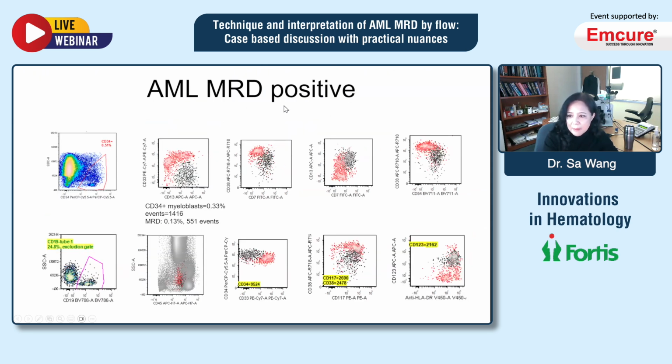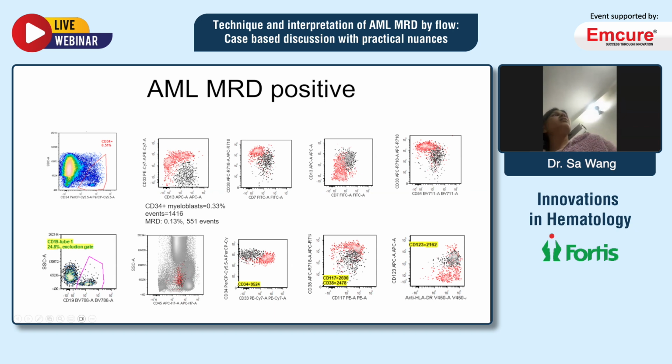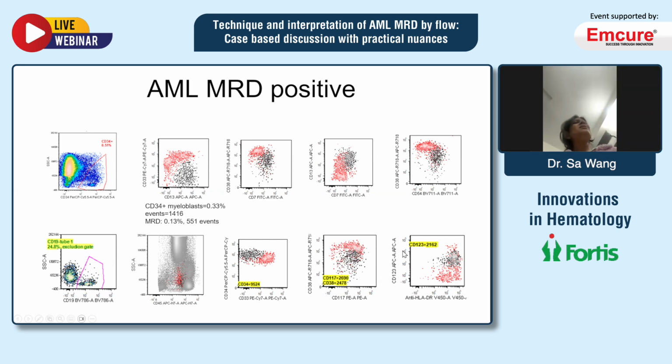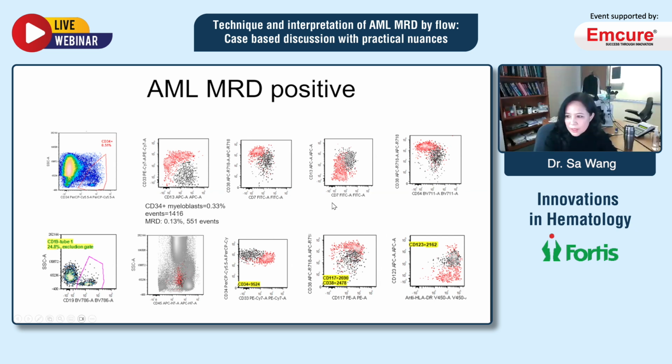Right, so this is another AML MRD positive case. You have a lot of regenerating cells, the normal precursors, but this is not difficult because the CD7 positive is, again, on the CD13 positive cells. So they're on the CD38 lower ones. And the CD54 is also increased, the CD33 decreased, and the CD117 is not high. And then CD123 is increased. So in a regenerating marrow, you identify the residual blasts.